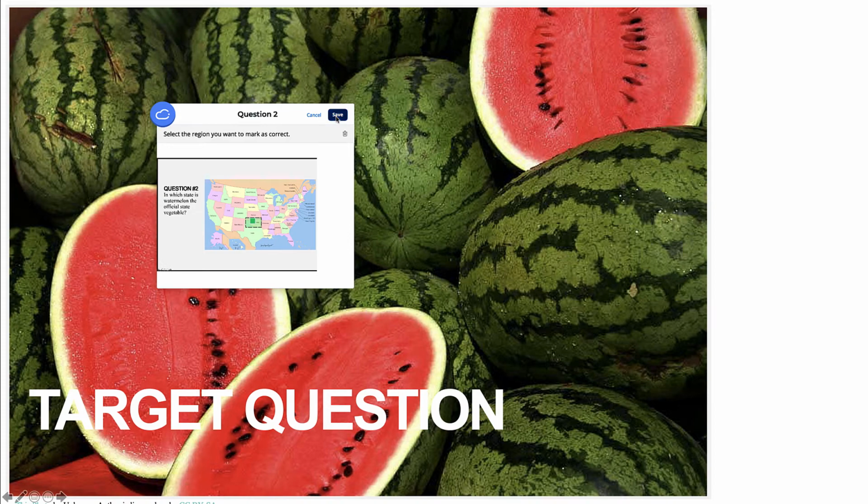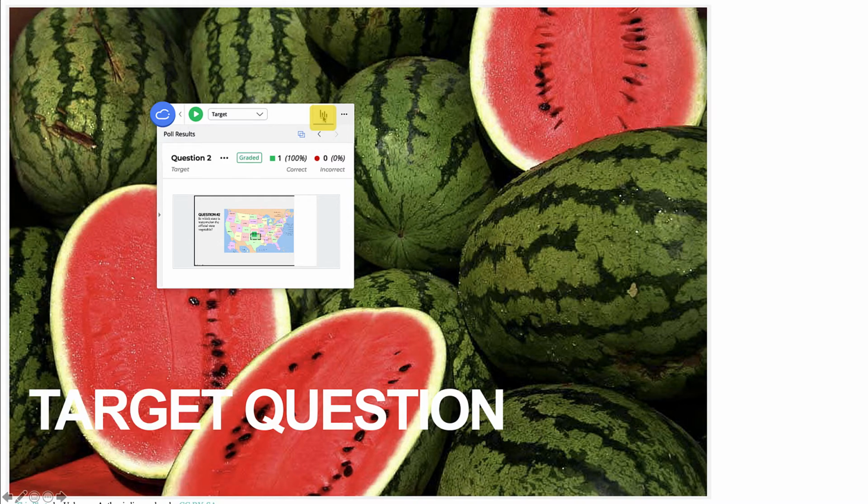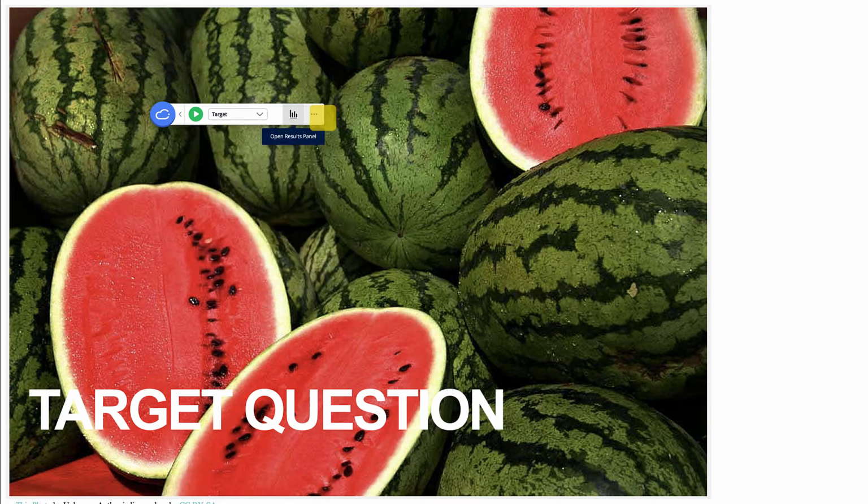I'm going to go ahead and save this answer, and I'll let you see what the student sees. If you look in your bottom left-hand corner of your screen, that's their answer, and it says your answer is correct. And then we move on. Again, we close the results by clicking on the bar graph. We collapse this. So that was your target question.